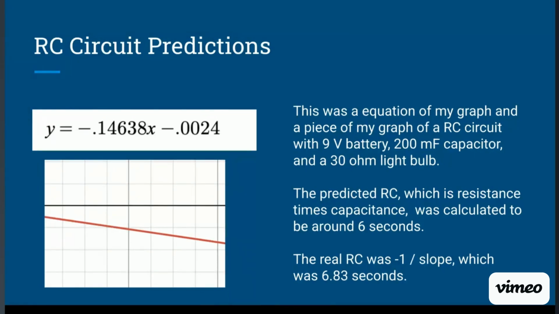From the line equation, we were able to find the RC of the circuit, which is negative 1 over the slope, which gave us 6.83 seconds. Additionally, our predicted RC was around 6 seconds, so that means our predictions were very close.